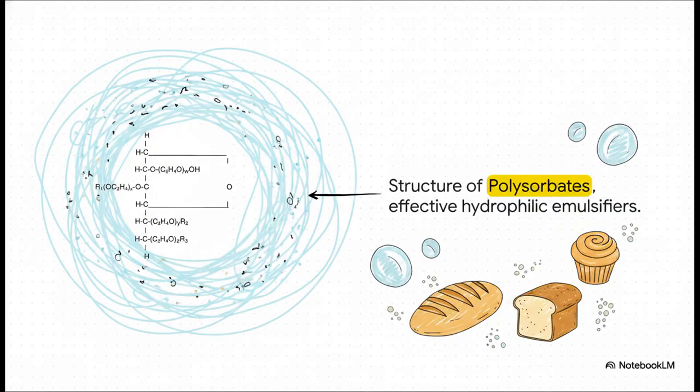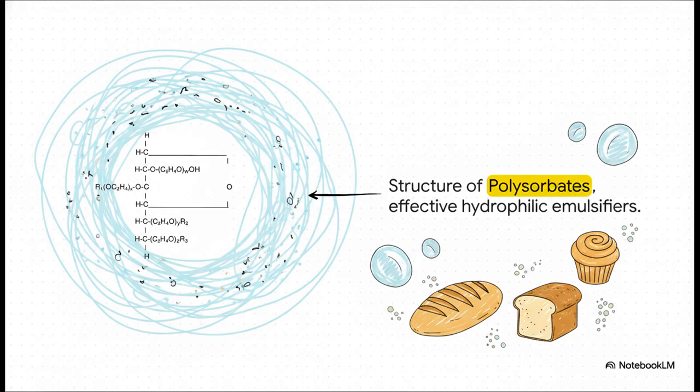Next up, we have polysorbates. These guys are synthesized by polymerizing ethylene oxide onto sorbitan fatty acid esters. They are incredibly effective, non-ionic, hydrophilic emulsifiers. In the commercial food world, polysorbates are the heavy lifters.